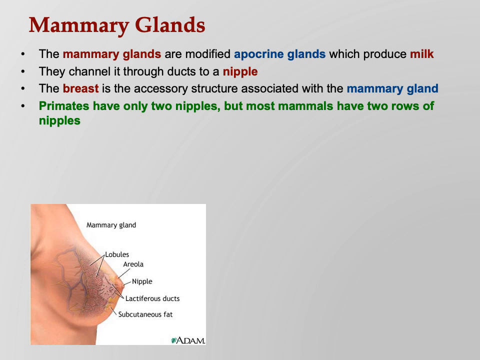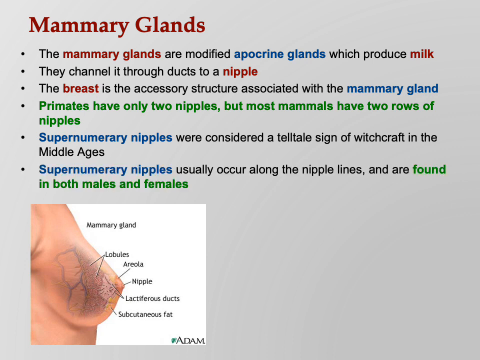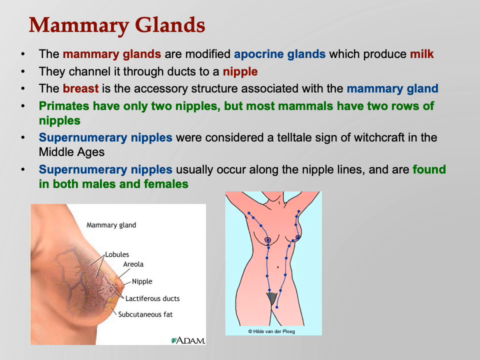Primates have only 2 nipples. Most mammals have 2 rows. You know, they give birth to a whole litter. And it's possible to have supernumerary nipples. That's extra nipples. And in the Middle Ages, you were a witch. They'd kill you. So supernumerary nipples, by the way, occur along the nipple lines, which are found in both males and females. An interesting kind of genetic throwback. We've still got the gene that wants to produce rows of nipples instead of just 2. And so normally when you have supernumerary nipples, they show up along those nipple lines.